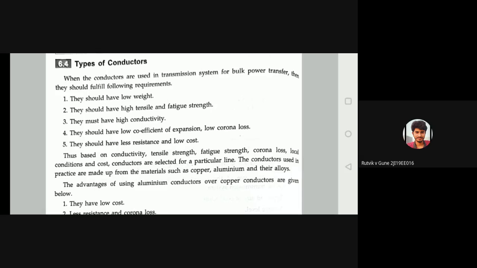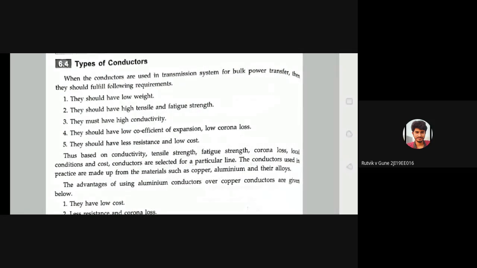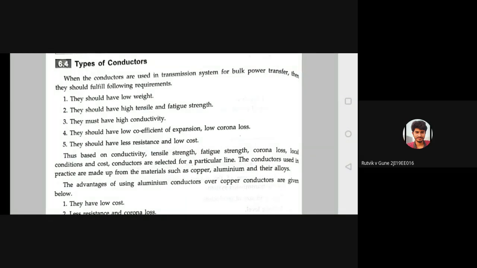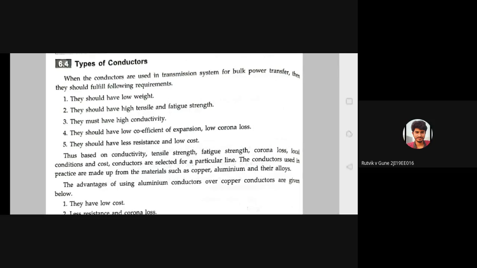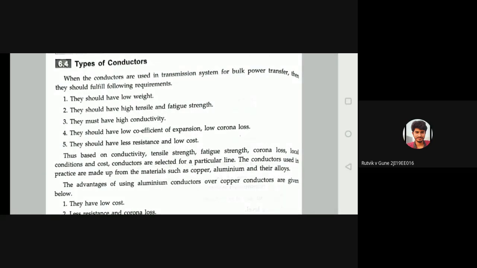So first of them is the types of conductors. When conductors are used in a transmission system for bulk power transfer, bulk power means a huge amount of power, transferred via overhead lines from one end to another end, as I told you, the sending end and the receiving end. That bulk power being transferred, they should fulfill some requirements. What are the requirements? They should have low weight, as low as possible, then it will be good for the supports as well. They should have high tensile strength and fatigue strength.